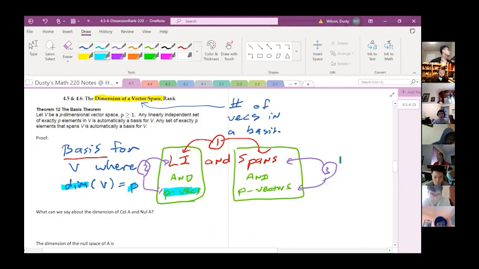The three version works because if it spans and I have, again, p vectors, that means there's the minimum number of vectors that could possibly span. Therefore, they must be linearly independent. Span and linearly independent is enough to tell me I have a basis. That's why this works. Questions about the basis theorem?